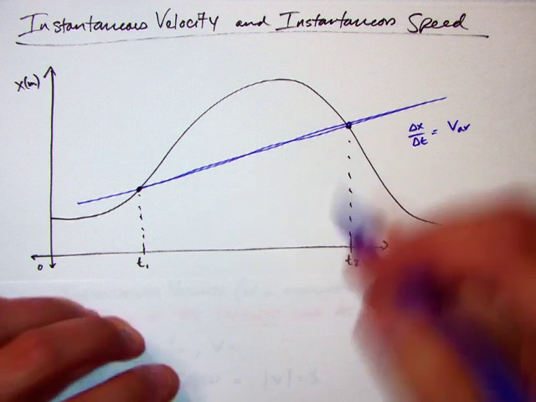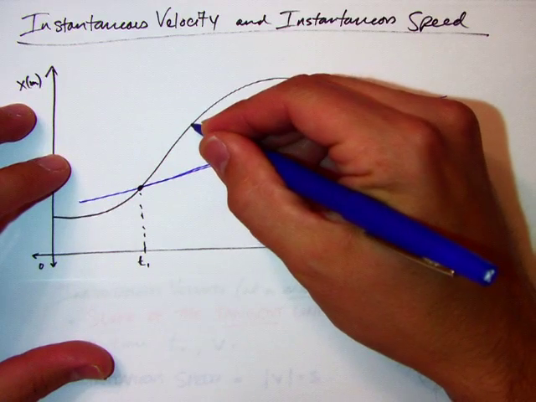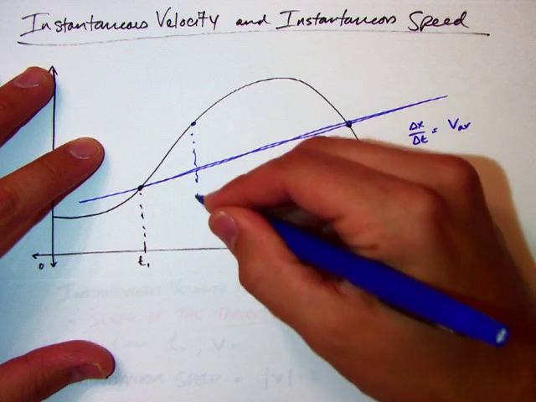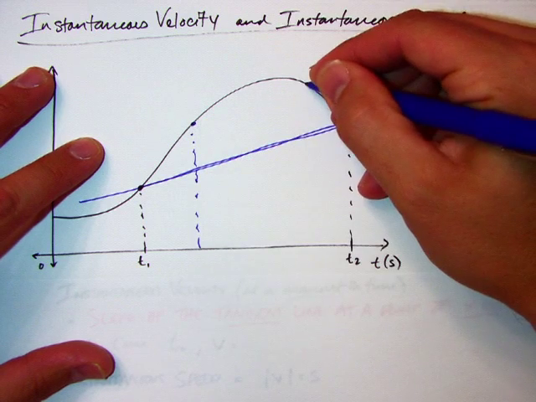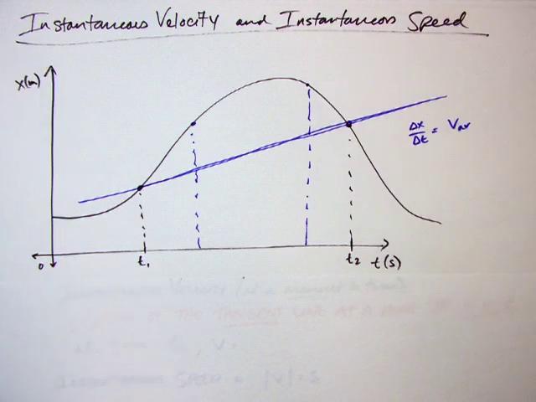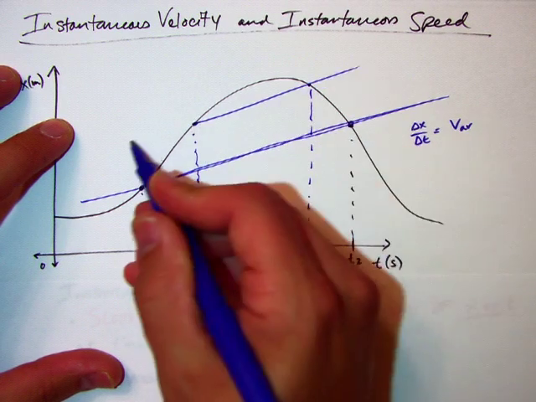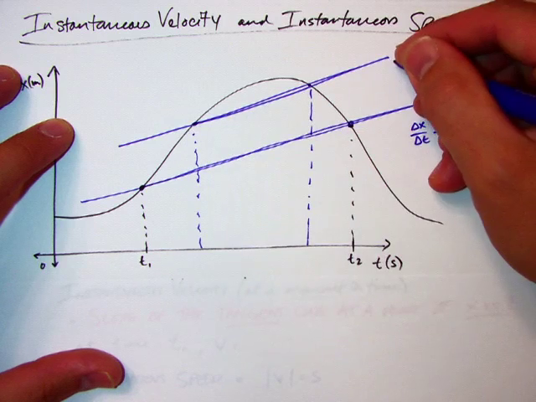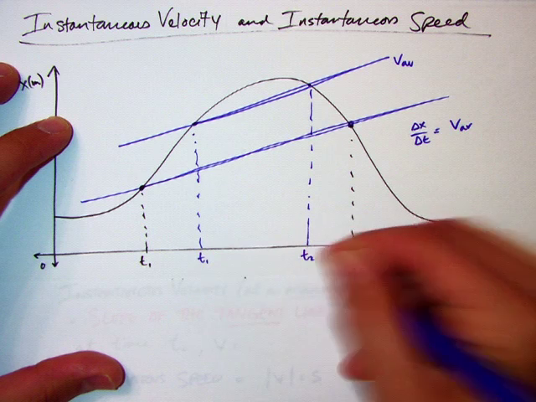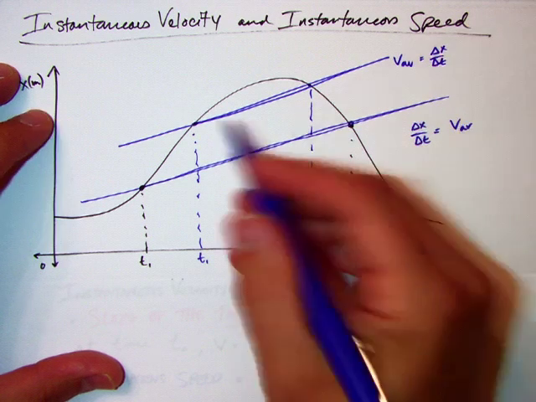Now what happens if I were to zoom this time interval down into a shorter time interval? So let's just move this one up a little bit and move this one back a little bit. So I'm basically scrunching down the time interval. Again, the average velocity between the new time 1 and time 2 would be the change in position over the change in time, or the slope of the line connecting.